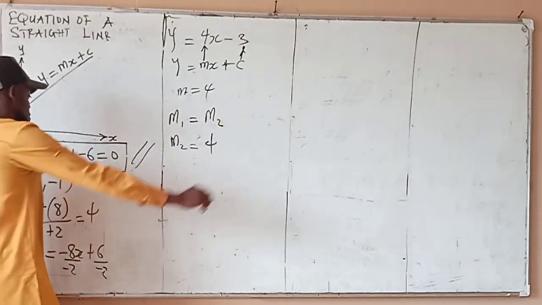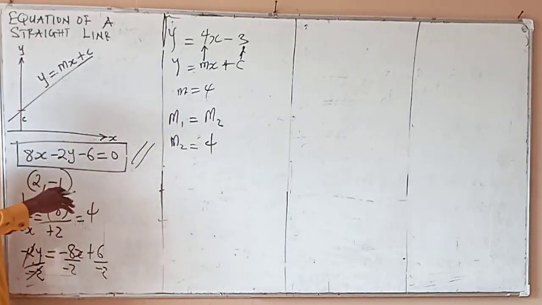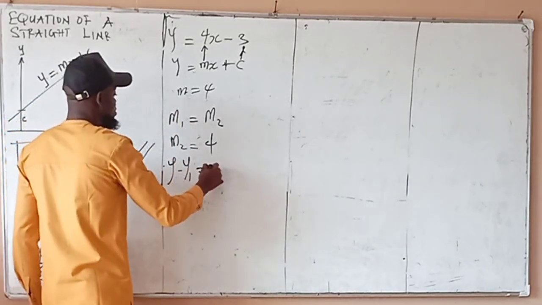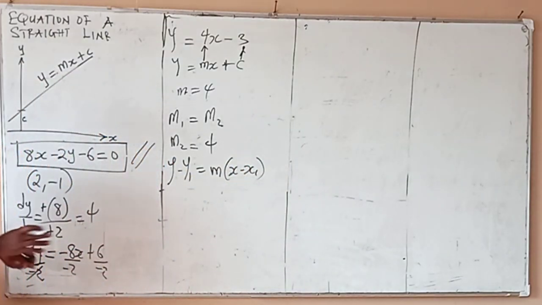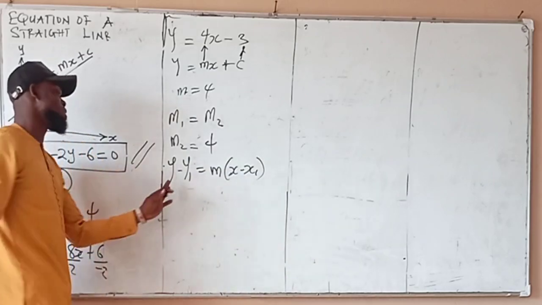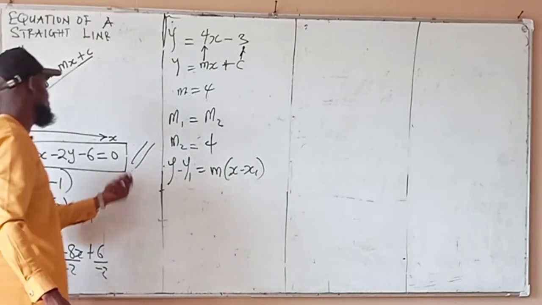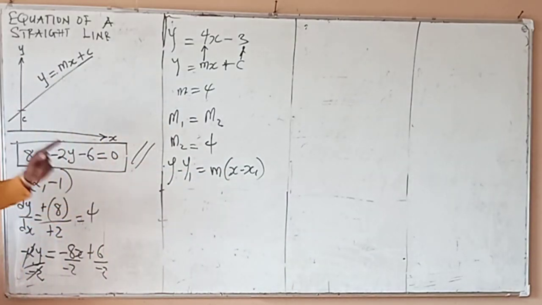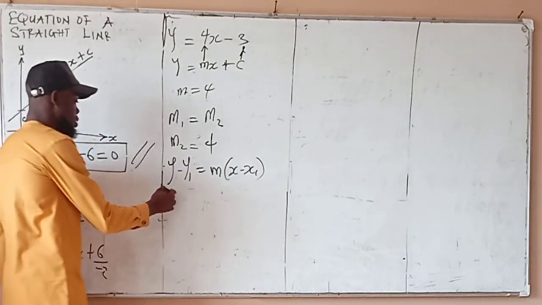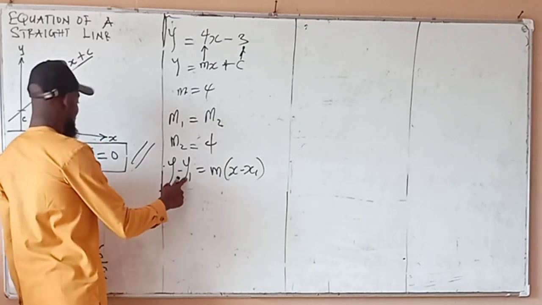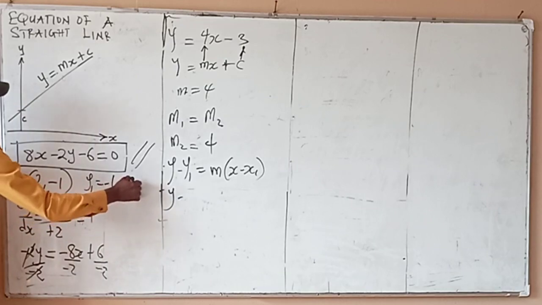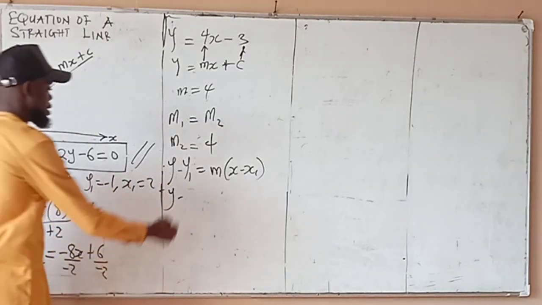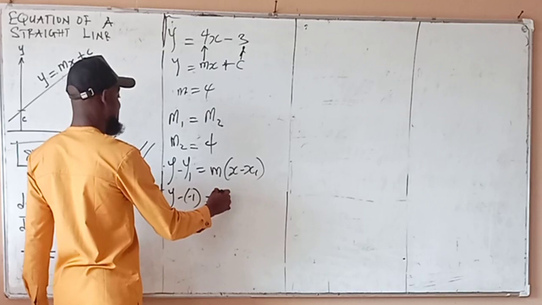So the next thing, go back to the equation of the model: y minus y1 equal to m bracket x minus x1. This is the last stage. This is the formula used to find the equation of a line given a point and the gradient. So we have y minus y1. What is y1 here? y1 is equal to minus 1, and x1 is equal to 2. So y minus y1, which is minus 1, is equal to m bracket x.